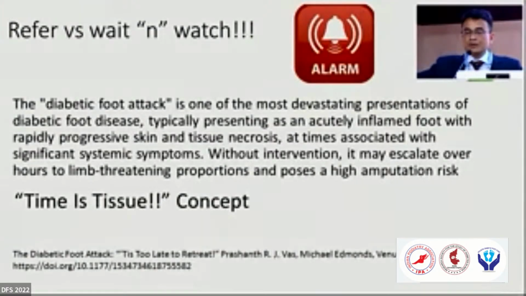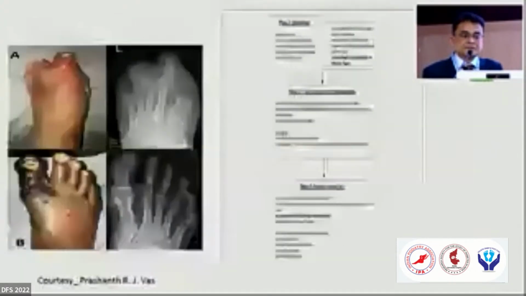The only problem with the stroke is that the time is very limited. You have to work within minutes and sometimes within seconds. But in diabetes, thankfully, we have time to act to save the limb. So we can save the limb, we can save the patient. So be extremely careful when you look at an acute inflamed joint, which can rapidly progress, leading to tissue necrosis, sometimes leading to catastrophe and limb-threatening problems.